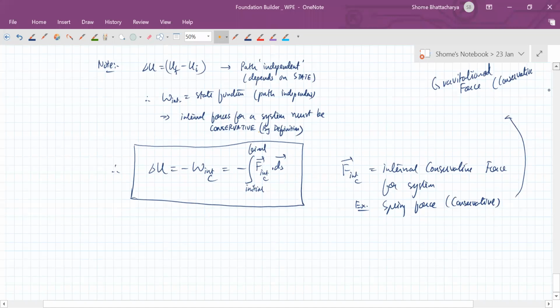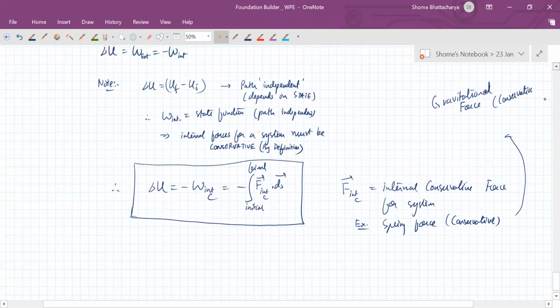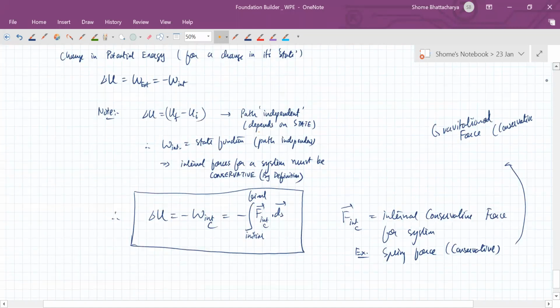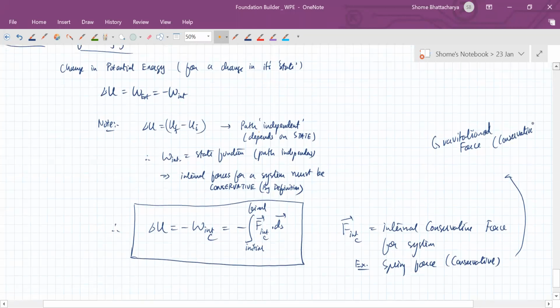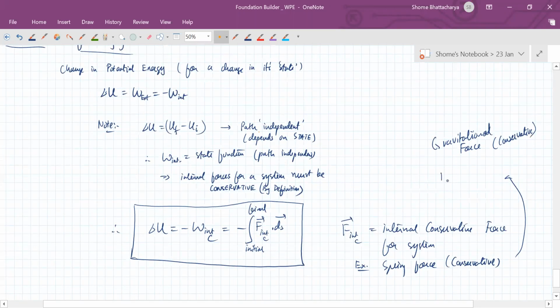Whereas we never calculate potential energy related to friction. You will never hear the term frictional potential energy. You will hear the term gravitational potential energy. You will hear the term electrostatic potential energy. Because these are all conservative forces.